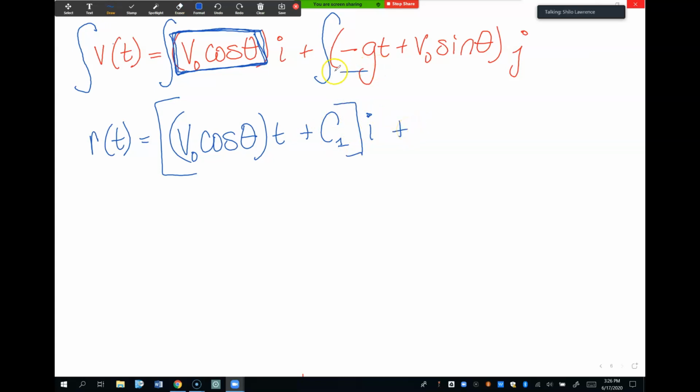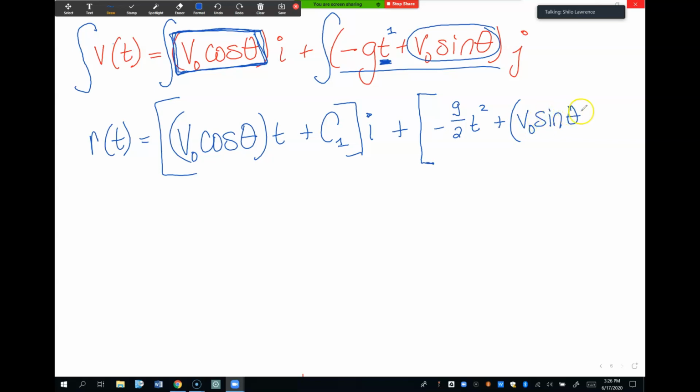And then we need to integrate the j component. So here's a t. It's t to the first. So when you integrate, we're going to add to the exponent and divide by the new exponent. We end up with negative g over 2 t squared for the antiderivative. And then this guy's just a constant, so I'm going to just throw a t onto it for my antiderivative. And then we always need an arbitrary constant.